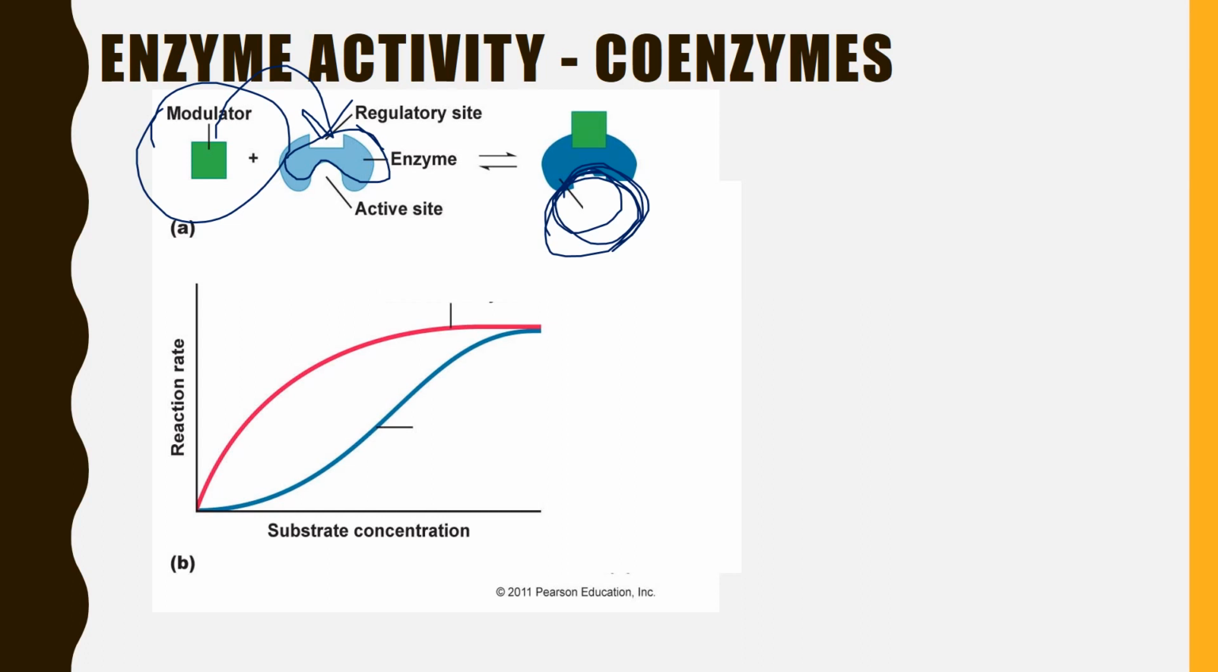If we look at this graph here, this blue line represents only the enzyme, and this pinkish line represents the coenzyme with the enzyme. You can see the rate of the reaction is higher with the coenzyme than it is with the enzyme itself.